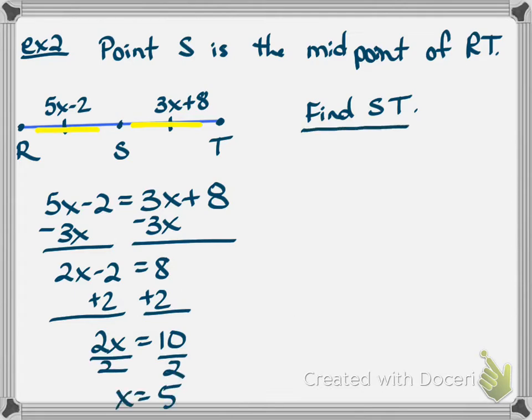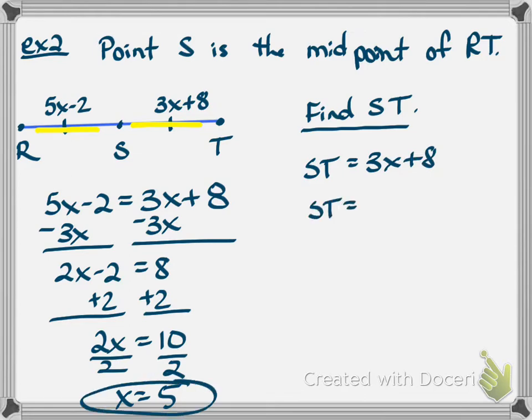That's not the answer though. The answer is what's the length of ST. So ST is 3x plus 8. So we can evaluate that by putting that value in for x. So that is 3 times 5 plus 8. Order of operations, that's 15 plus 8, which is 23.